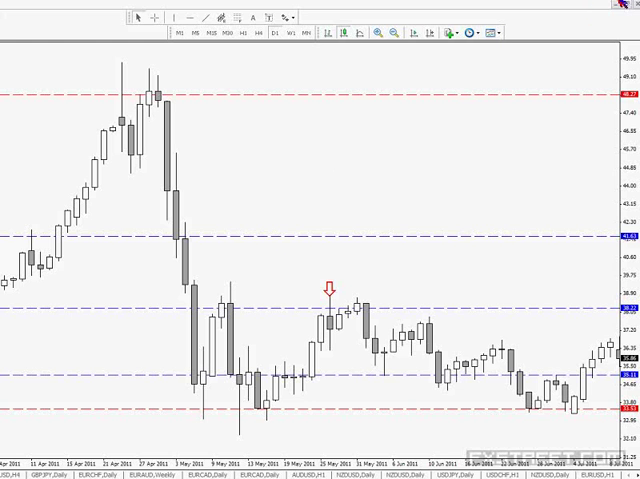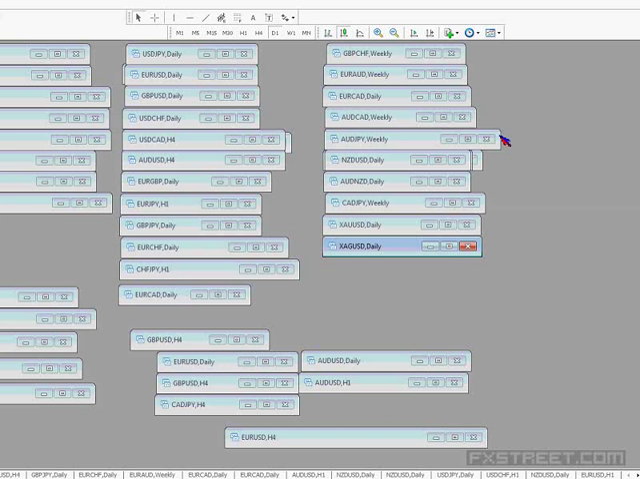A matza is just a lot of money. Usually used in terms of money. Okay, so it does work on other markets. You can do it on stocks, you can do it on indices, you can do it on everything.